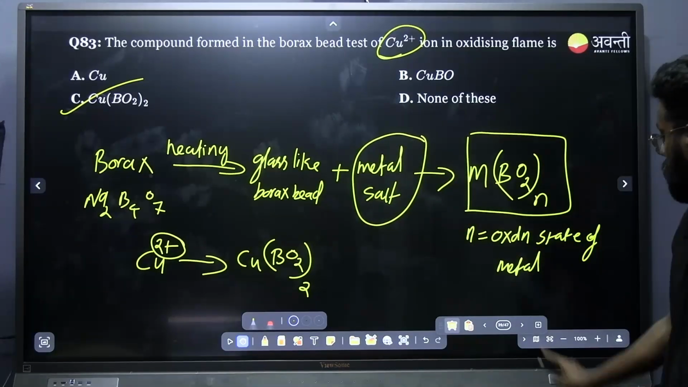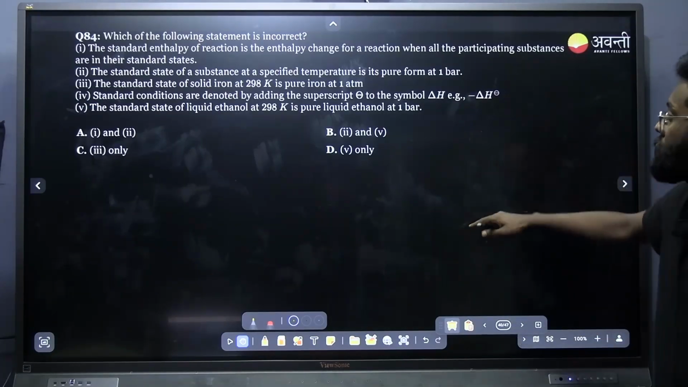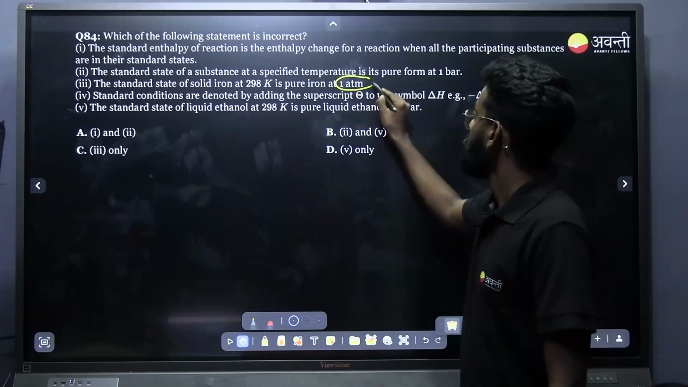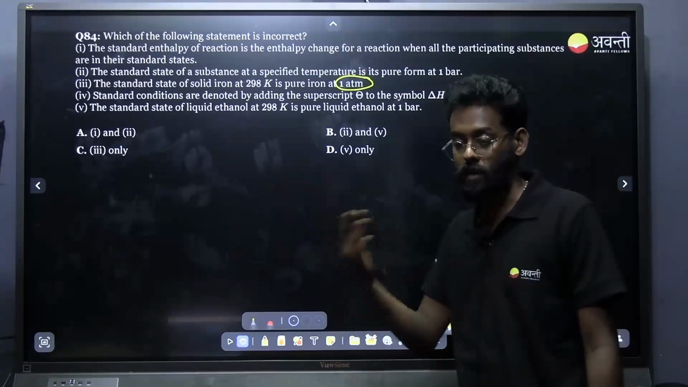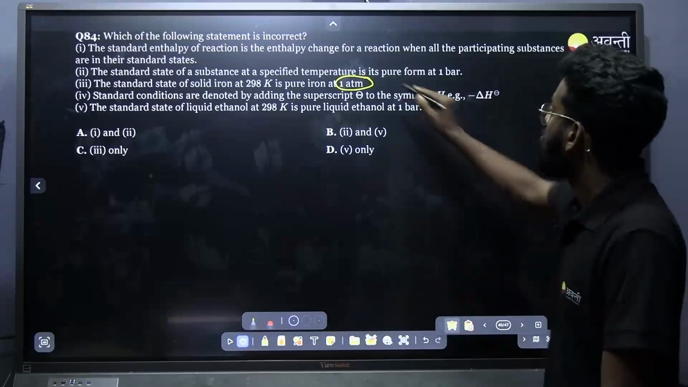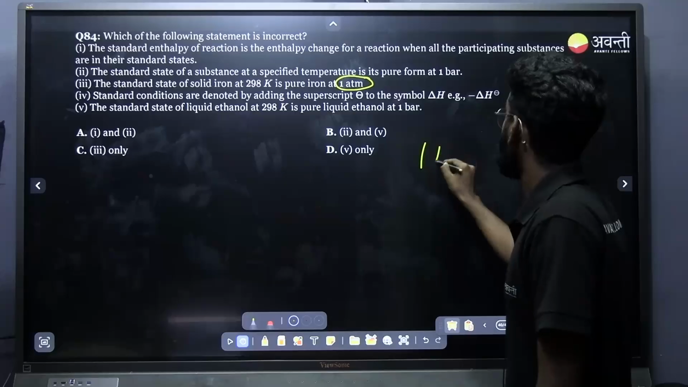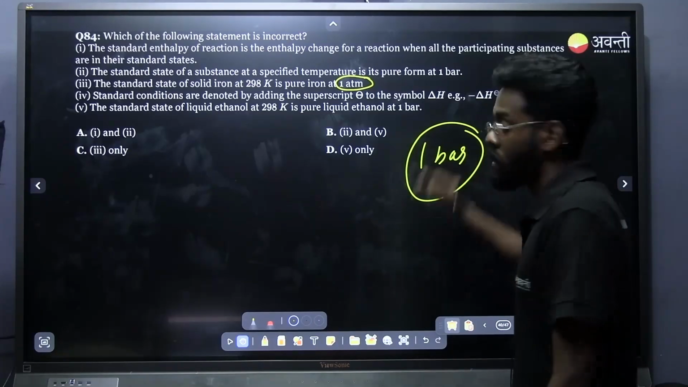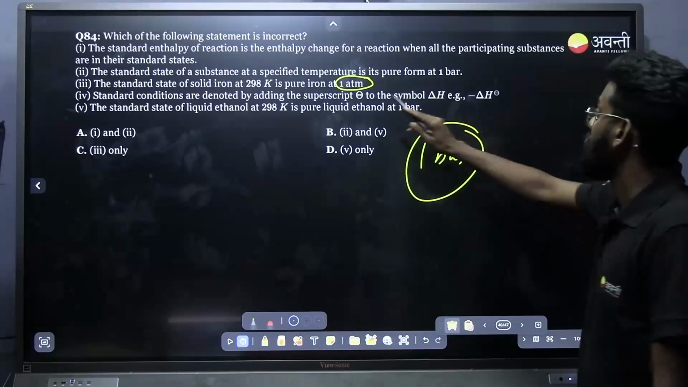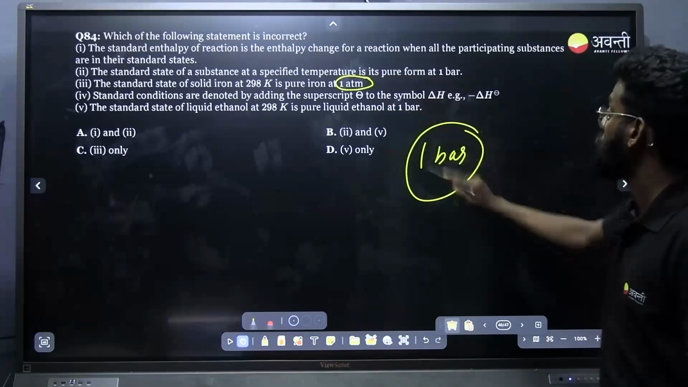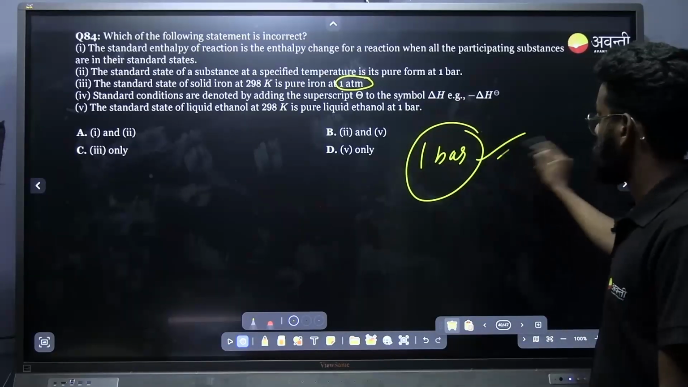Okay, now the remaining questions. Yeah, enthalpy things and all. One point you have to note down is, according to the new IUPAC or international convention, they have removed 1 atm for standard condition and made it 1 bar. So if you see 1 atm, that is a wrong one, 1 bar is the correct one.